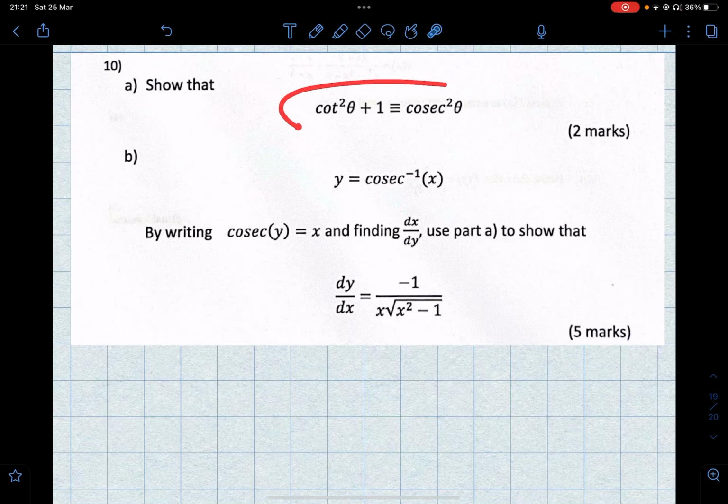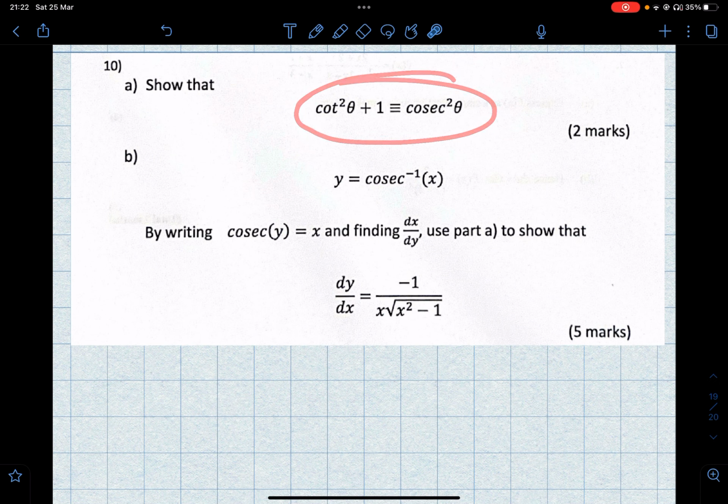Here they're asking us to show that this trigonometric identity is true. So this isn't an equal sign, it's an identical to. So what you do is you try to manipulate the left-hand side to make it look like the right-hand side, or use an identity that you know is correct, manipulate it and make it look like this.